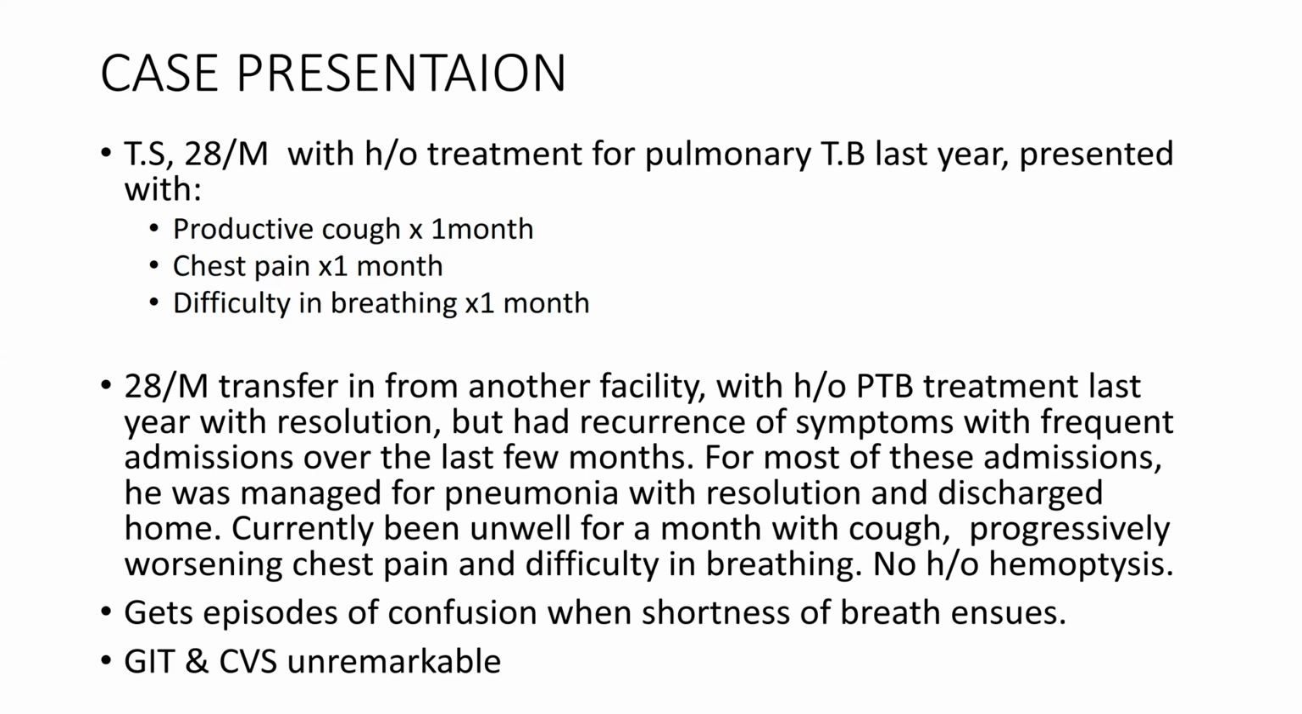So currently for this episode, he has been sick for a month. For the first 2 weeks, he was admitted in a different facility and still being managed for severe bronchopneumonia before he was transferred out due to absence of a bed in HDU or ICU. However, no hemoptysis, and all his symptoms were progressively worsening. In the review of other systems, in the CNS, we get episodes of confusion every time the difficulty in breathing starts. The GIT and CVS were really unremarkable.